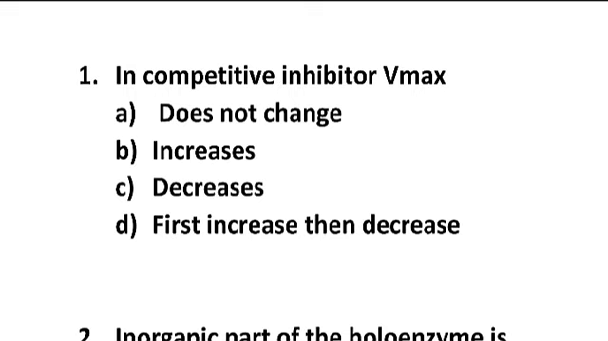We know that in competitive inhibition there is a competition between inhibitor and substrate, as the inhibitor is an analog of the substrate, and Vmax is the maximum velocity when the enzyme is completely saturated with substrate. So in competitive inhibition Vmax does not change while Km, that is Michaelis constant, increases. So the right option is option A, that is in competitive inhibition Vmax does not change.